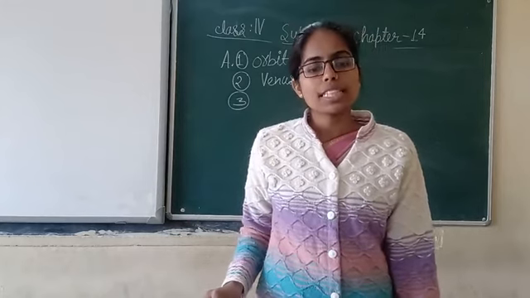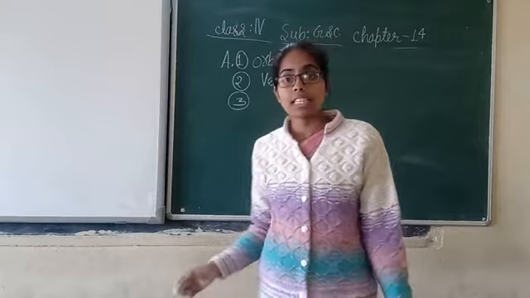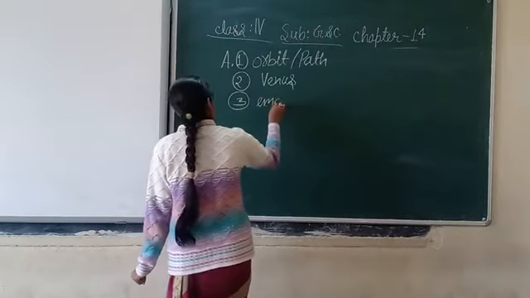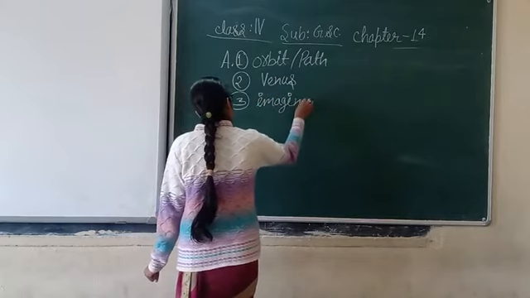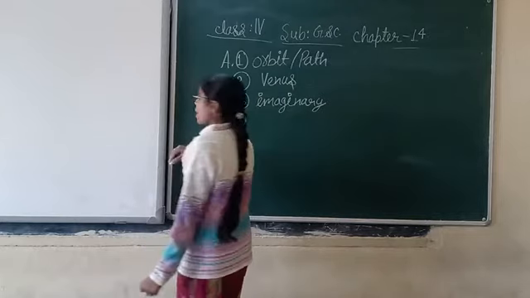Axis of Earth is a dash line. So the answer is imaginary line. Axis of the Earth is an imaginary line.